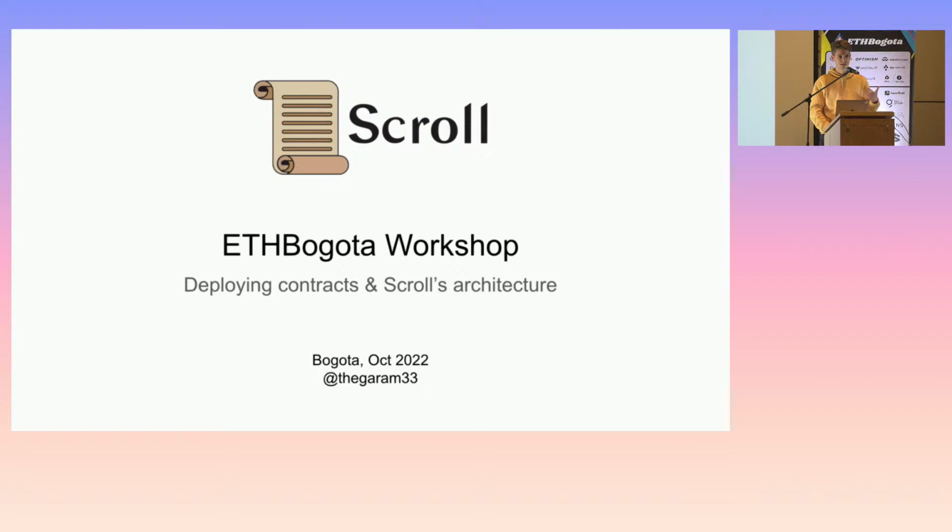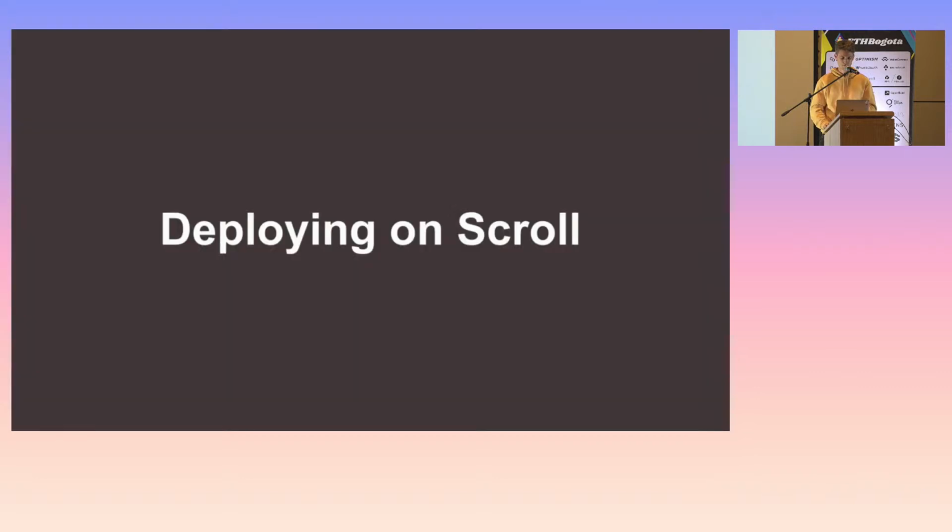So the idea is that when you develop on Scroll, it feels exactly the same way as when you develop on Ethereum. You don't need to learn a new language. You don't need to learn any other tools. You don't need to understand what zero-knowledge proofs are. Everything is done under the hood, and you just develop your dApp, and it's fast, and it works, and it's safe. So that's the idea.